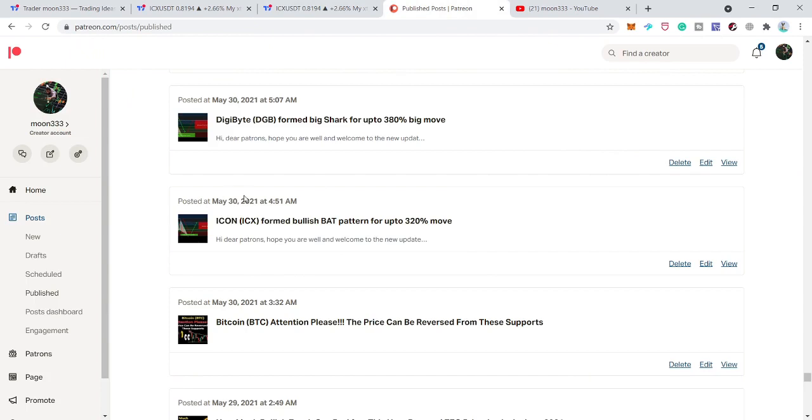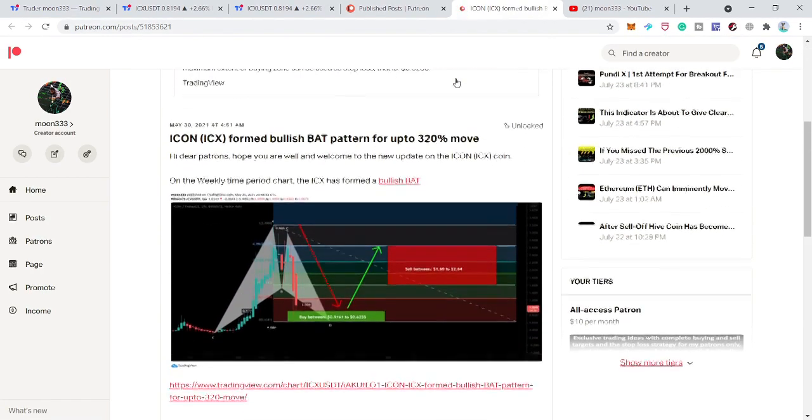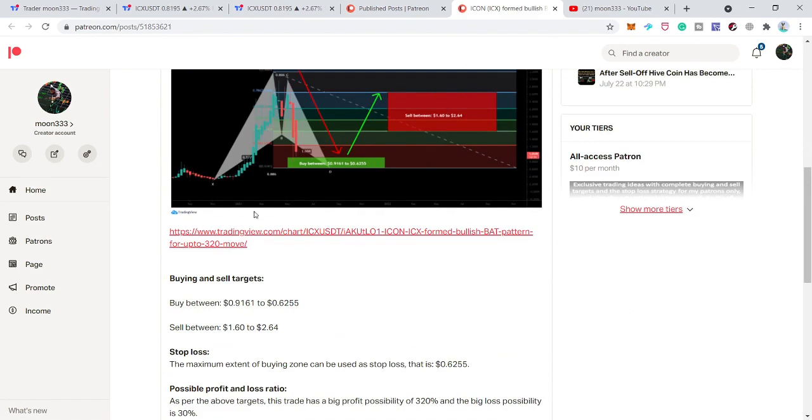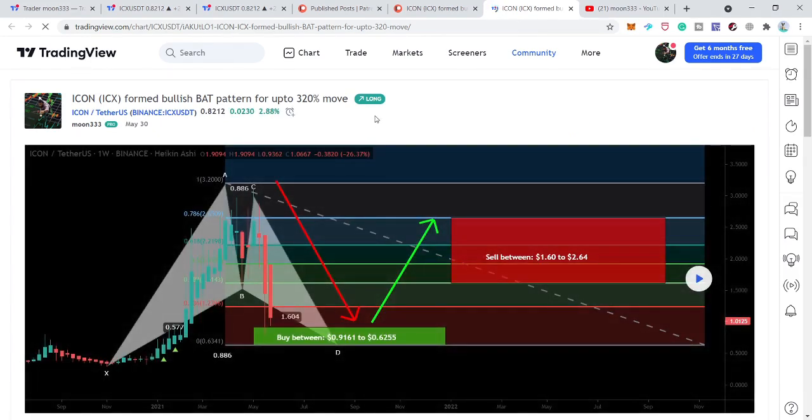Okay, this was the idea that I shared at the Patreon on 30th of May when the price line completed a very big bullish harmonic bat move. Let me show you this move first, and then I'll take you to the live chart to show you what the price action is doing right now. And this is the link for the chart that I shared, and let me play the chart to show you the current position of the price line.